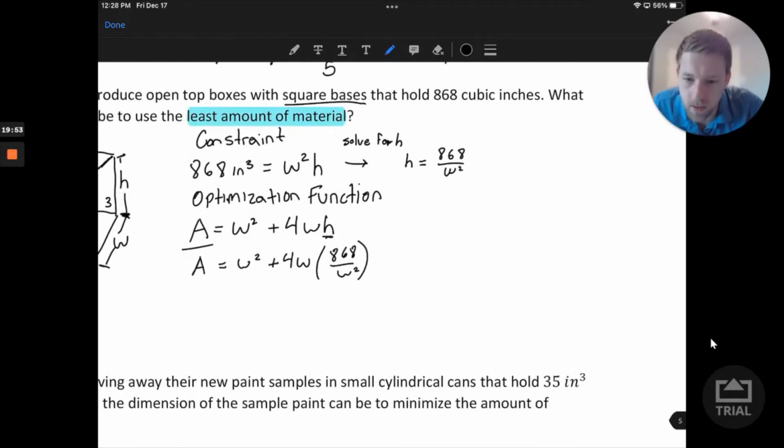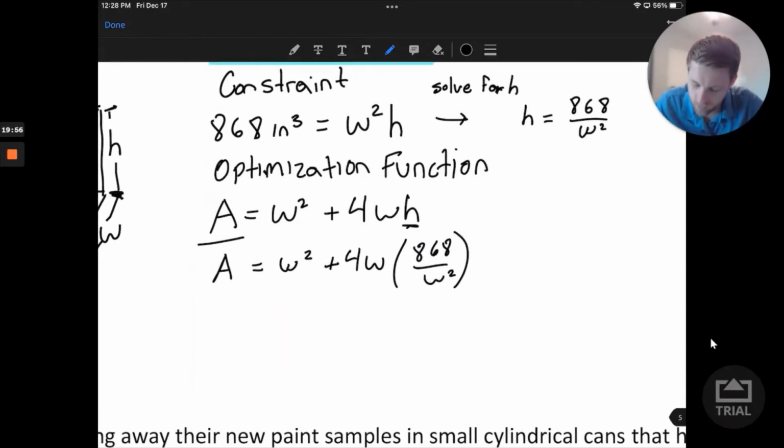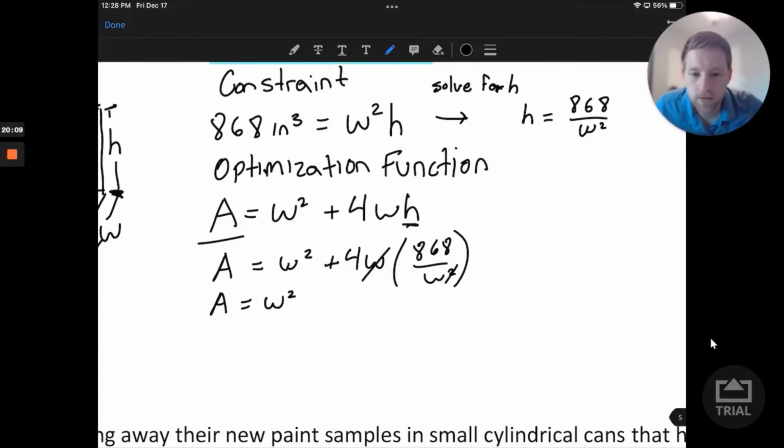We could go ahead and do a little bit of simplification at this point to clean up our area function. That would be W squared. If we multiply through with our 4 and our W, one of those W's is going to cancel out, and then we'll have to multiply 4 and 868. I think you'll find that this ends up being 3,472. And then we'll still have that W in the denominator, so we'll divide by the W that's left over.